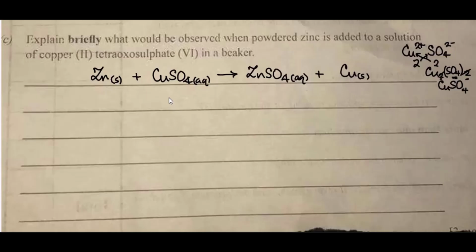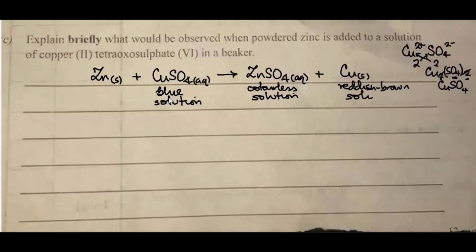What's the color of copper 2 tetraoxosulfate 6? It is blue, while this one is colorless. This is a colorless solution. This is a blue solution. Now, what is the color of copper? Copper is a reddish brown solid. Zinc is a somewhat gray solid.